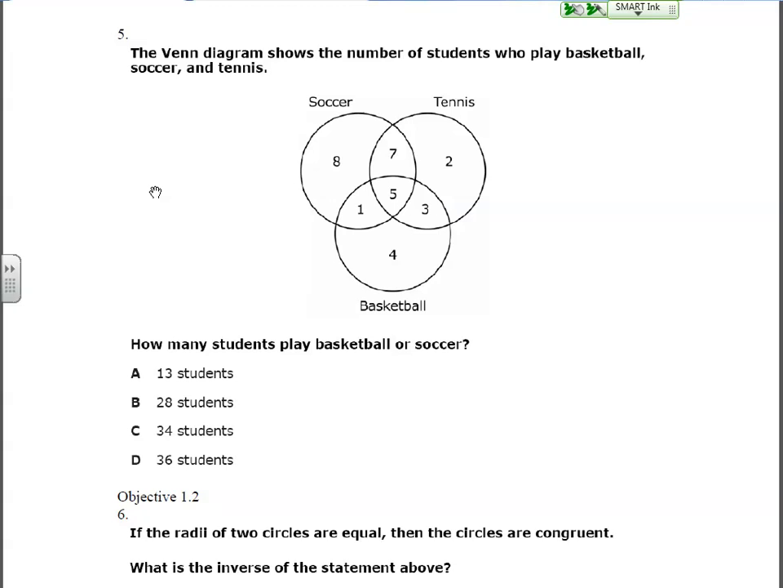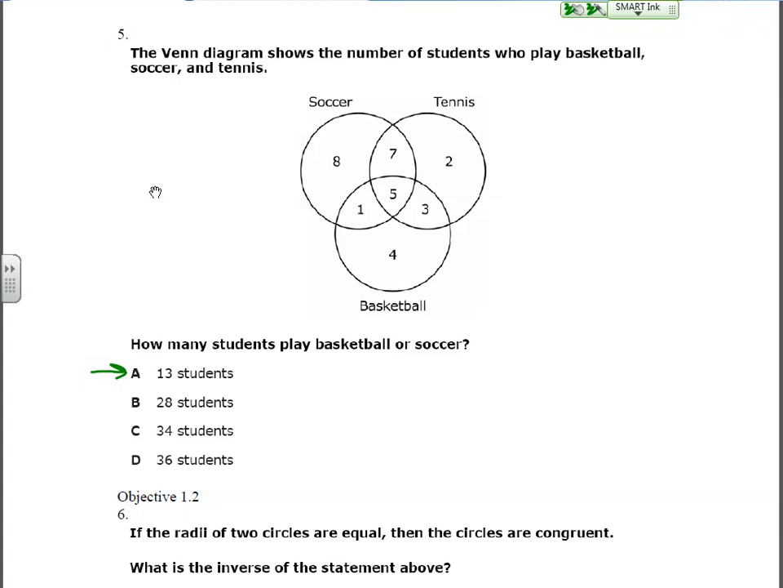Basketball or soccer. What did you put down for this? I mean, you might think the answer is 12 because of the 8 and 4, but then there's that 1, right? 13 students. Yes, Sebastian. 28.